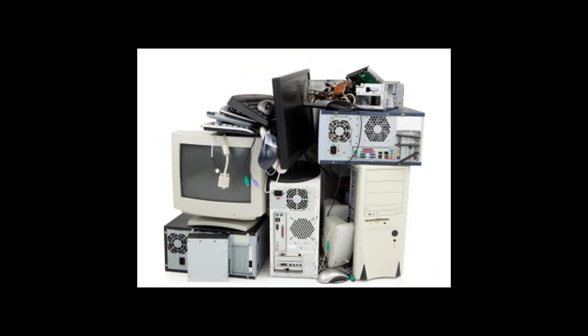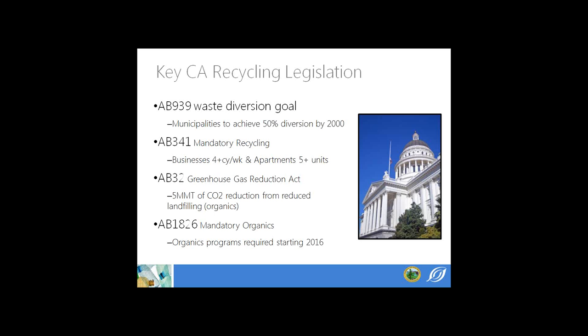We've seen a very large growth in electronics over the last few years, and so really finding ways to make sure that they don't end up in landfills and in trash cans has been one of the larger focuses of recent years, and you've seen a lot of programs come online for that.